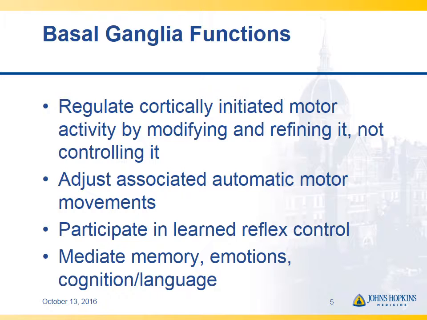The functions of the basal ganglia are many. One function is to regulate cortically initiated motor activity by modifying and refining it, not controlling it. Another function is to adjust associated automatic motor movements, participate in learned reflex control, and mediate memory, emotions, and cognition and language.